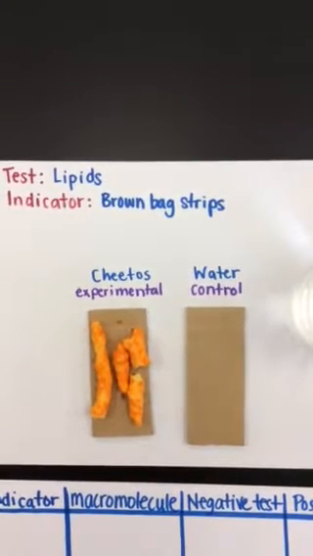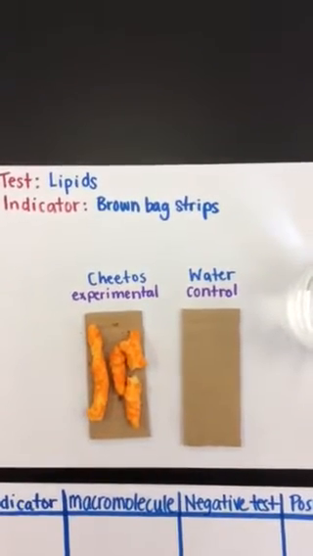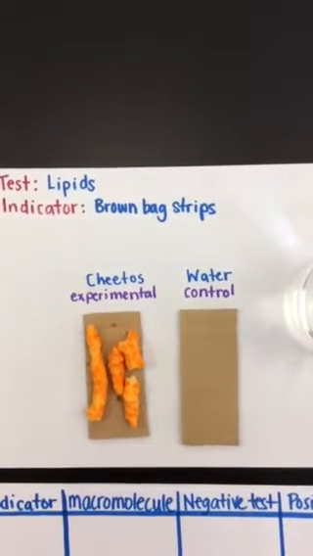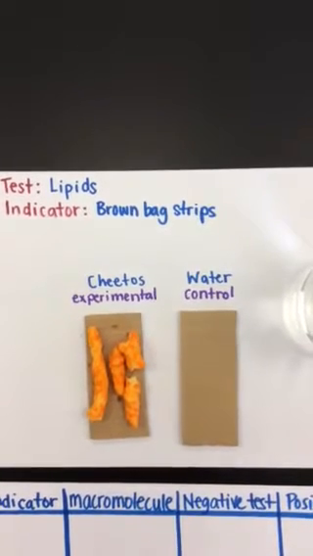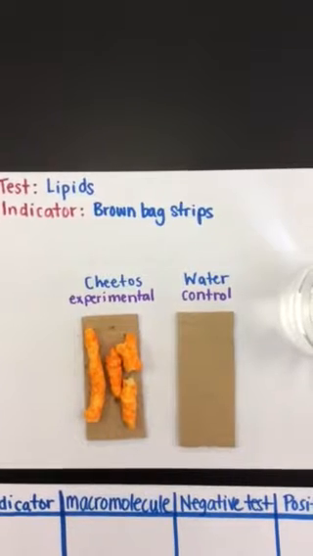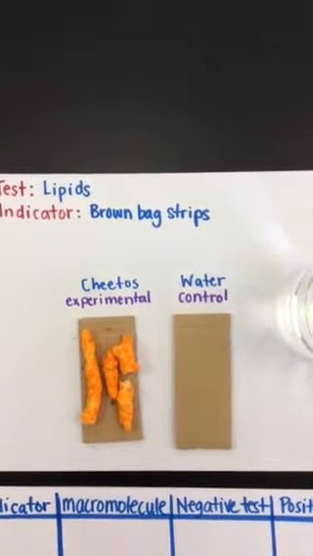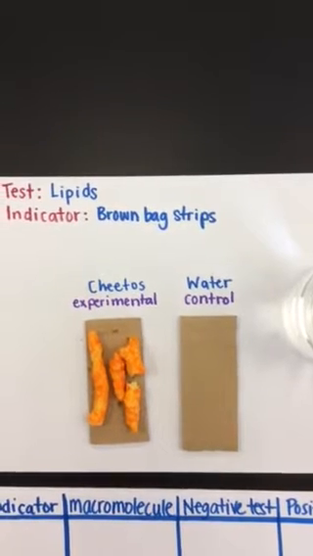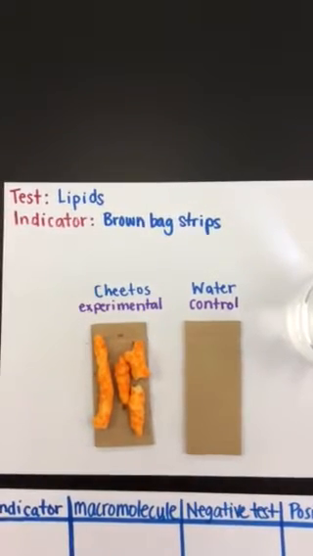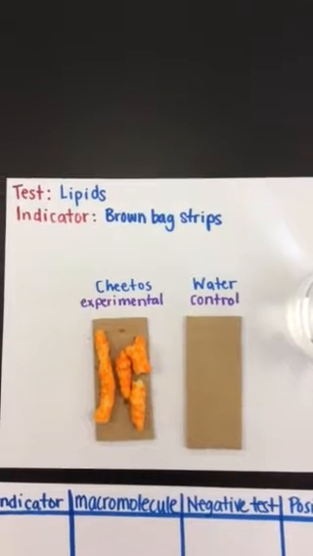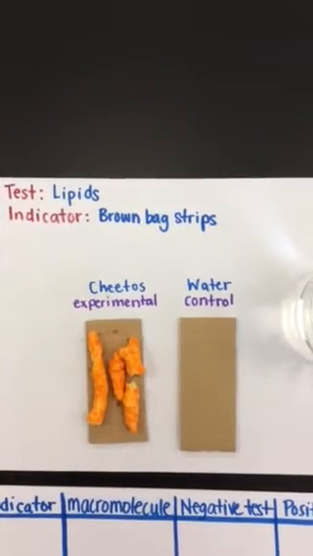In this lab setup, we are using a brown paper bag cut into strips as an indicator to check for the presence of the macromolecule lipids in Cheetos. We are using water as a control because water contains the elements hydrogen and oxygen, and therefore we should not test positive for any macromolecules.